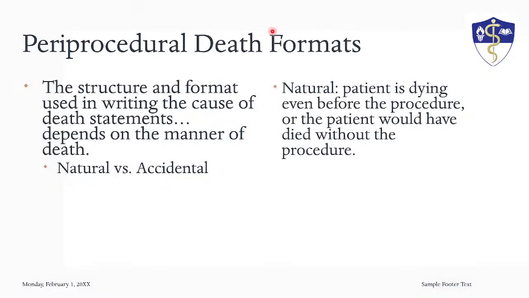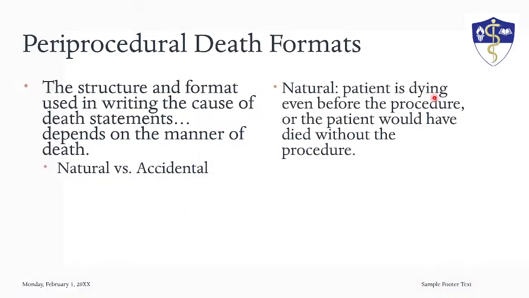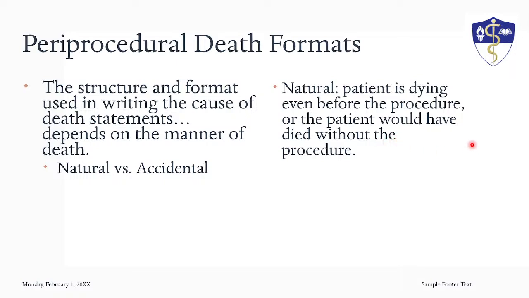Okay, next. The structure and format used in writing the cause of death statements depends on the manner of death. Was it natural or accidental? So, is this natural or accidental? This is natural death, right? This is accidental. Okay, if the patient is dying even before the procedure, or the patient would have died without the procedure, that's natural. So the patient has cancer already. So he's dying already. He underwent the operation. Next, the patient would have died without the procedure.